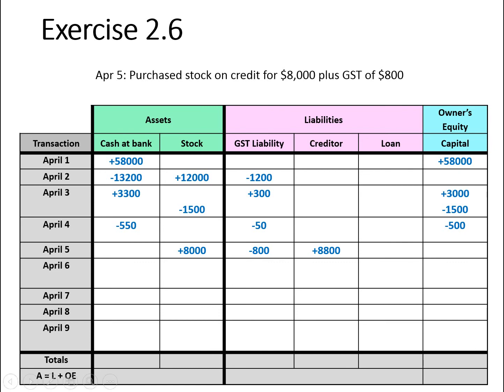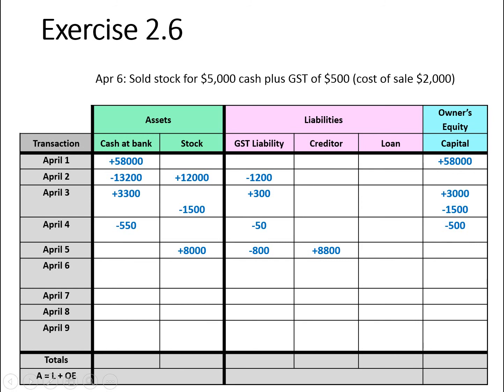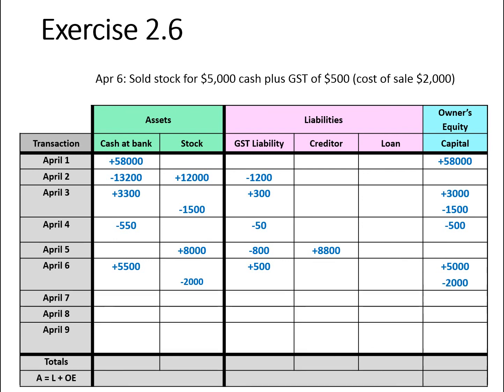So you can see it's the same transaction as April the 2nd, stock up in both situations, GST down in both situations. What's different is that unlike cash at bank going down on the 2nd, in this case creditors goes up. April the 6th, we made another sale for cash, so we should be able to deal with that quite easily now. $5,500 cash received, made up of GST and revenue, and then the cost of sale is $2,000, which decreases stock, and it's an expense which decreases owner's equity.